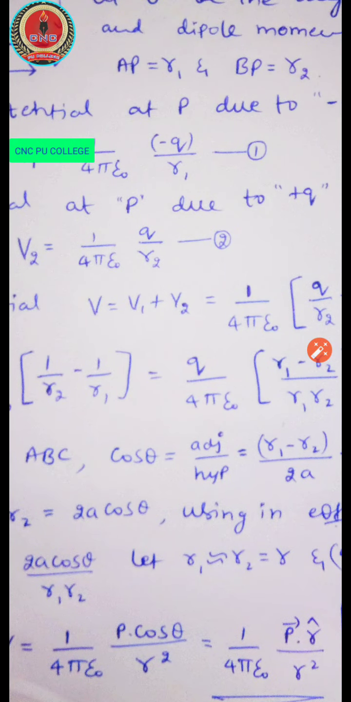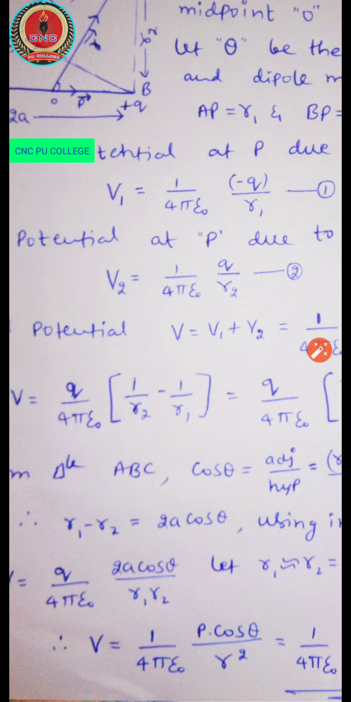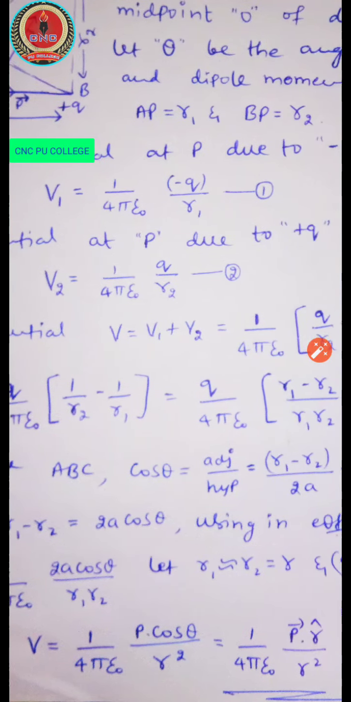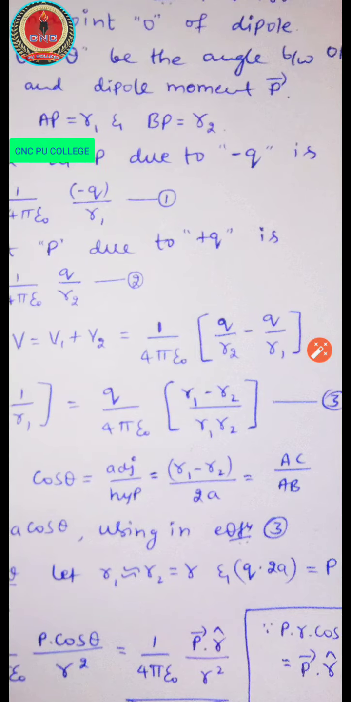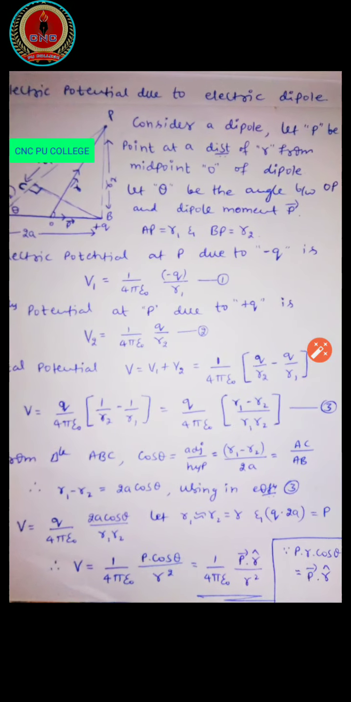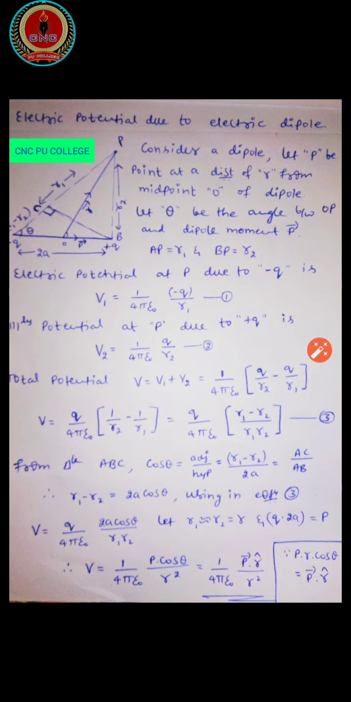And now we are taking the LCM here. 1 by r2 minus 1 by r1, so (r1 minus r2) divided by r1 r2. We are calling that equation number 3. Equation 3 gives the total potential by superposition, V is equal to V1 plus V2. So now we have to get the value of r1 minus r2.